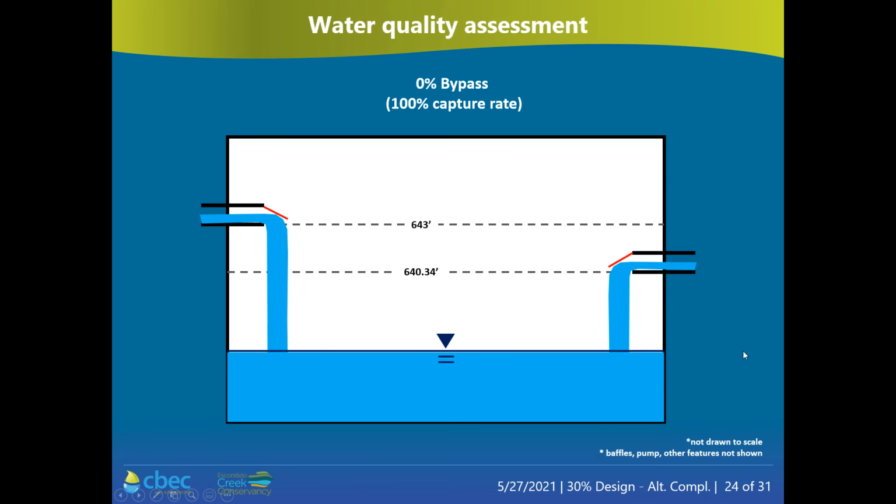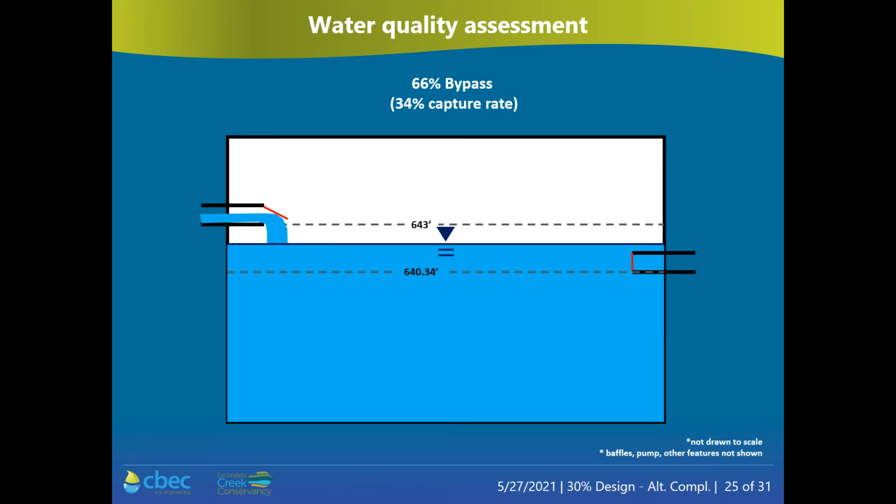But we can see here that we have the east and west MS4 connections coming into the tank. We have the east connection at 640.34 feet, the invert of that pipe, and we have the west connection with an invert of 643 feet. And they have flap gates on them. So right now, when the water surface elevation in the tank is not up against those flap gates, they are open and allowing water to spill in from the MS4 into the tank.